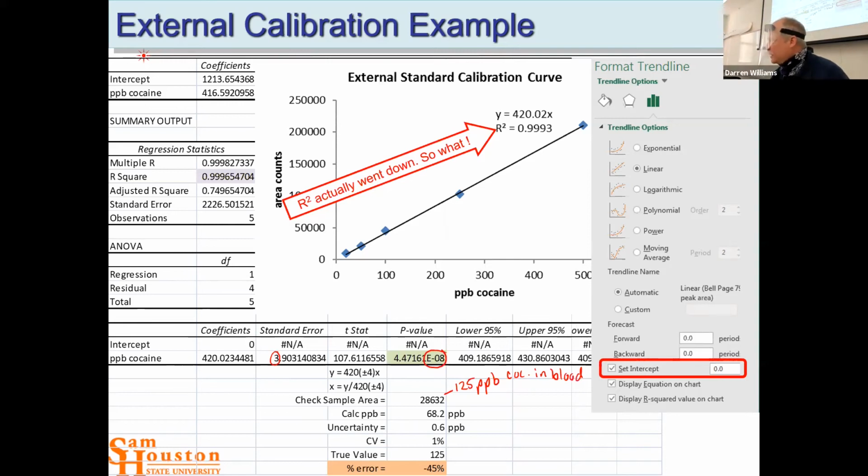It's probably those enzymes. So we have residual enzymes that are taking apart the cocaine molecule, and then that's showing up at a different place in our chromatogram. So the metabolite's showing up somewhere else, and the unmodified cocaine is coming in at 68.2 parts per billion. So that's what's happening to that extra 45%.